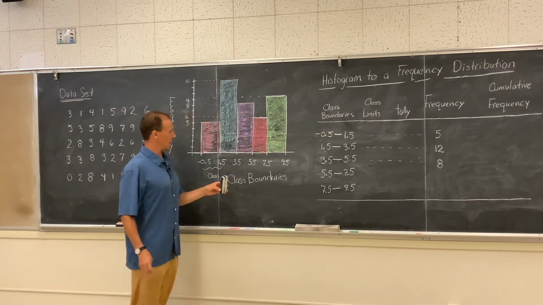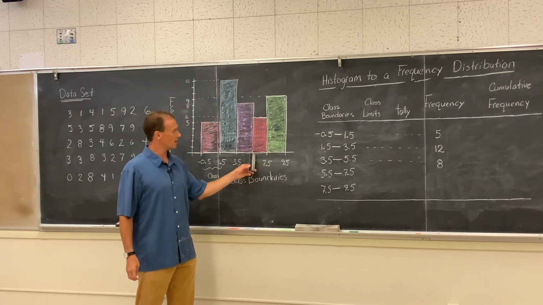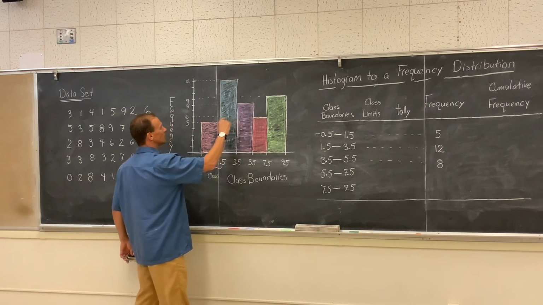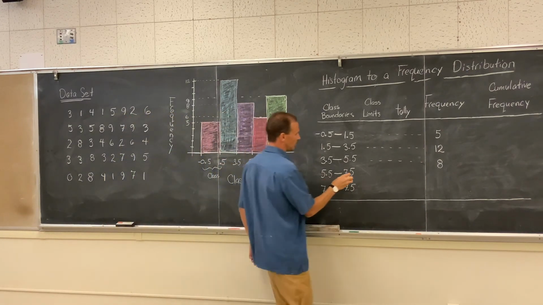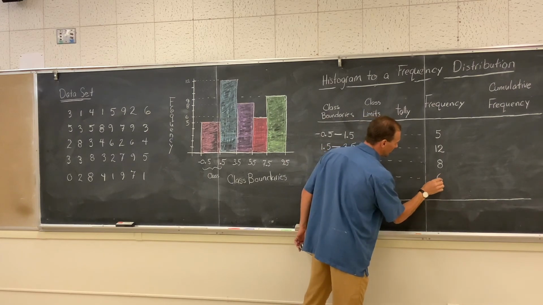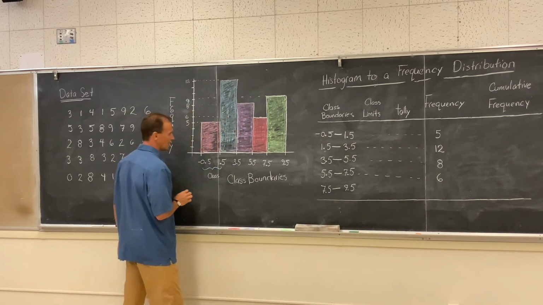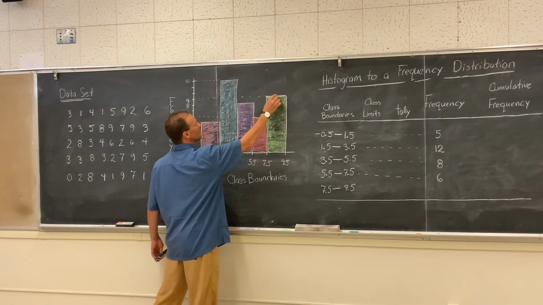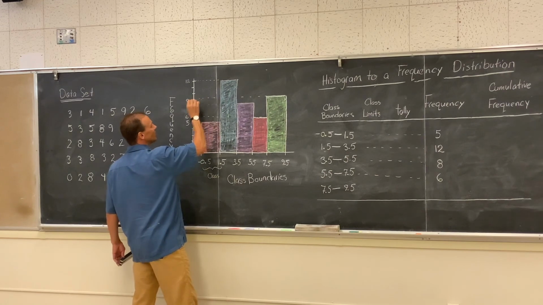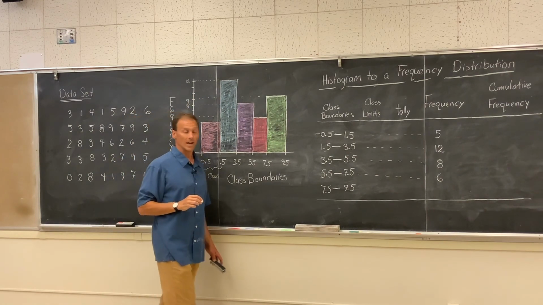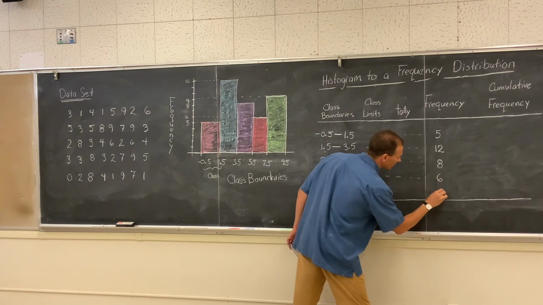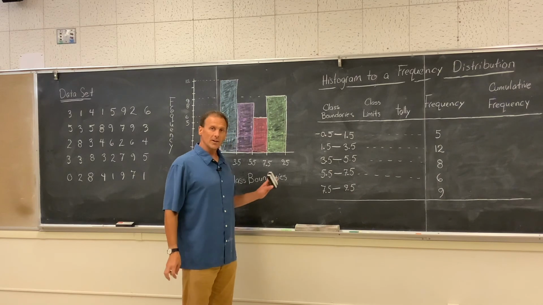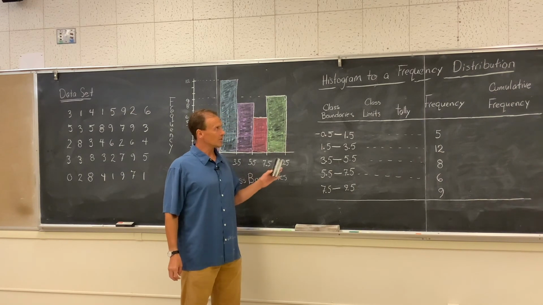Okay. The next class from 5.5 to 7.5, if we come up here, we go to the top of the bin, we look over and we're at 6. So we have a frequency here of 6. And then our last one from 7.5 to 9.5, go to the top of the bin, we come back to the vertical axis, we see that we have a frequency of 9. Frequency of 9.